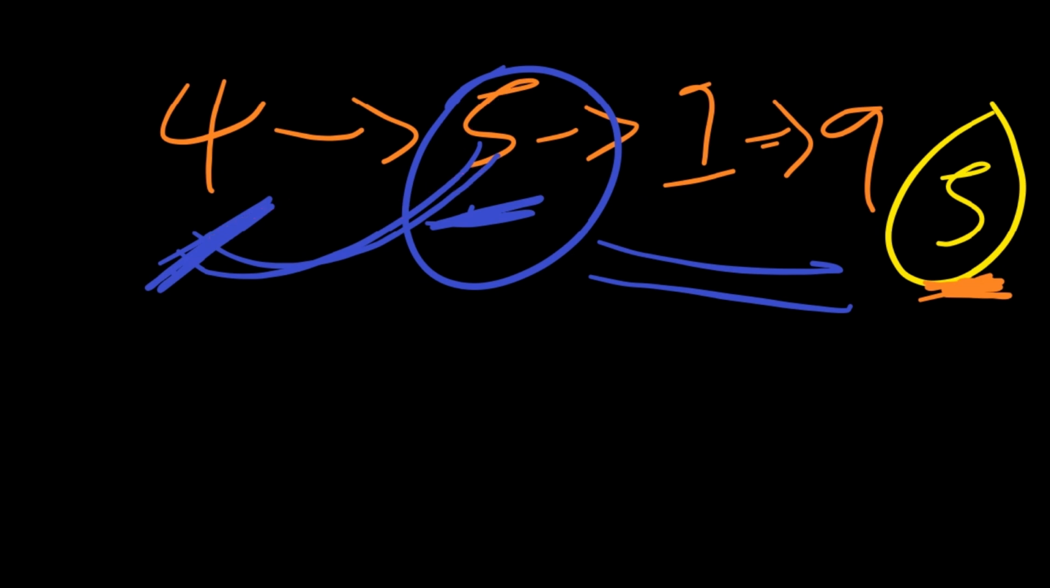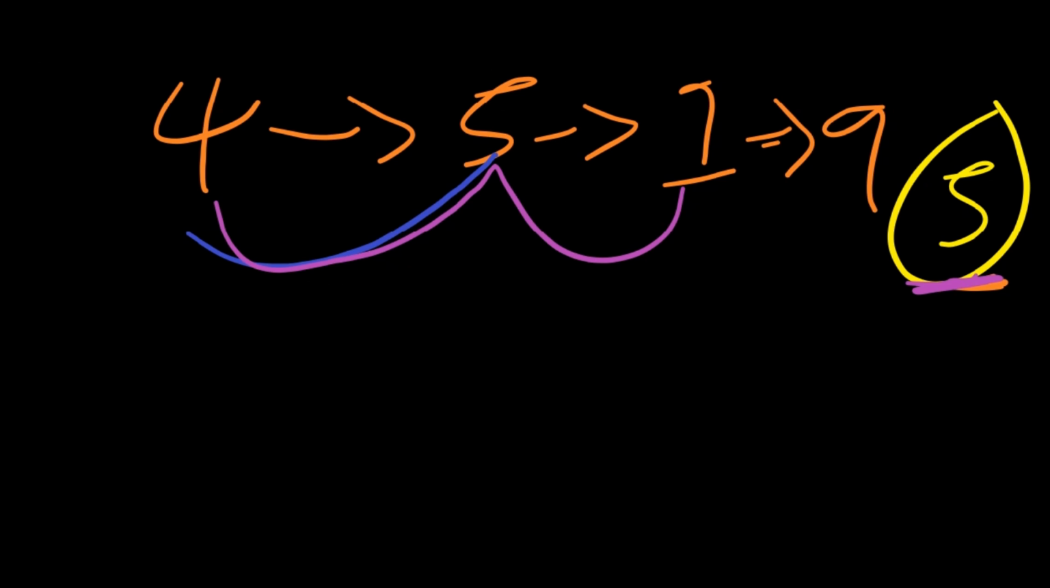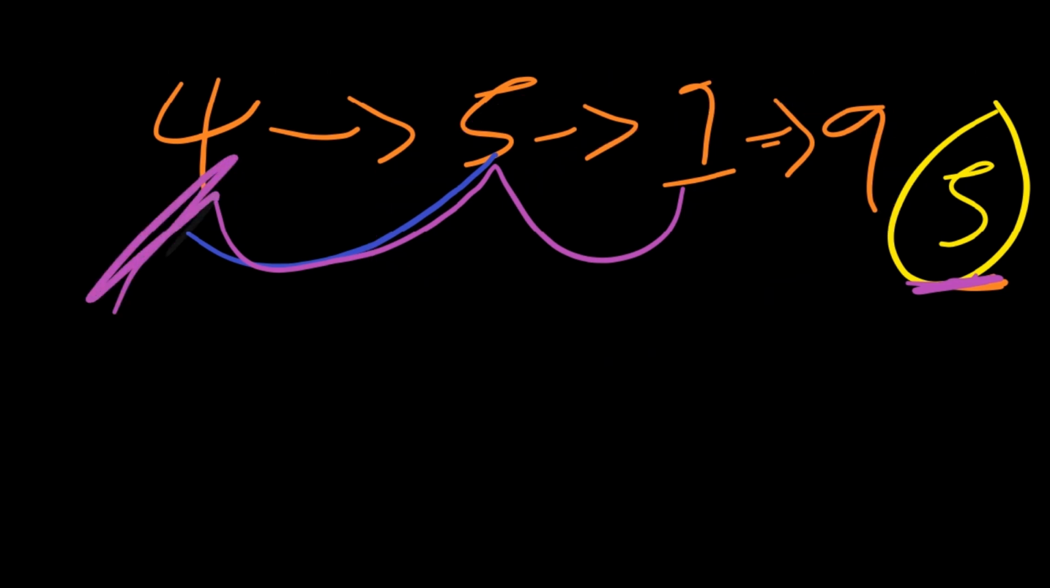Now, how do we do this if we do not have the head? Basically, we're just given the node to be removed. So we know that the way a linked list is structured, we only have access to the rest of the items in our linked list given the head of our linked list.